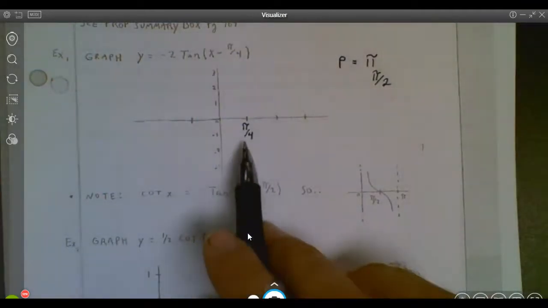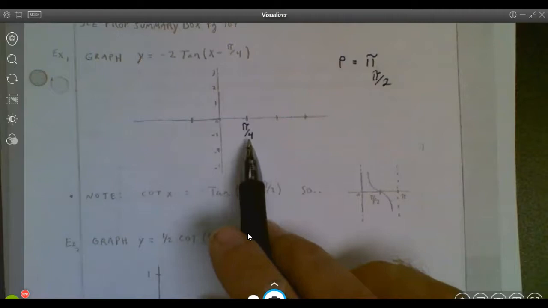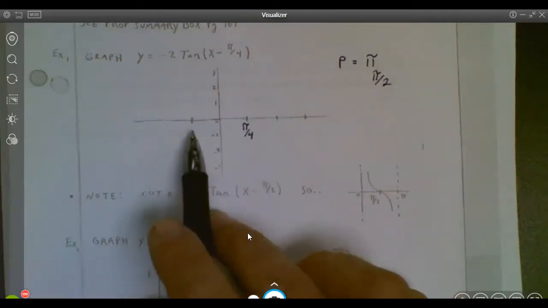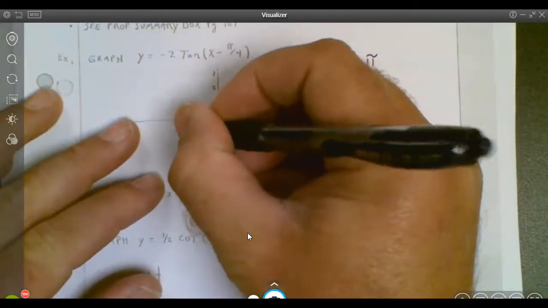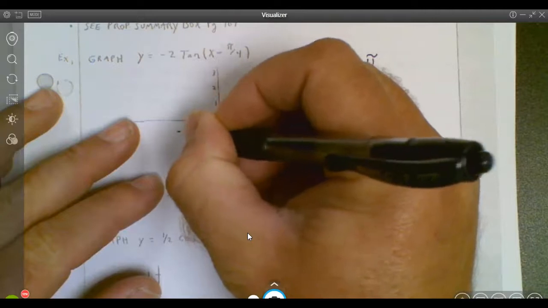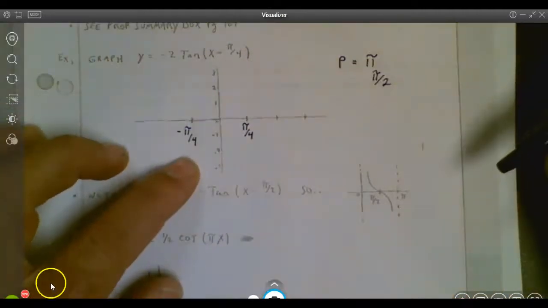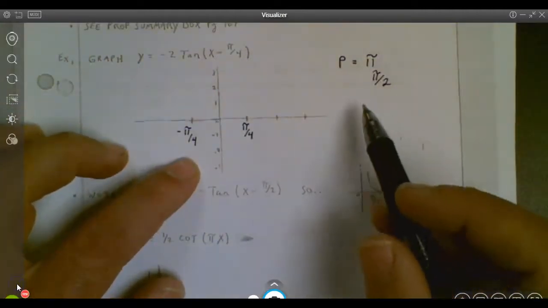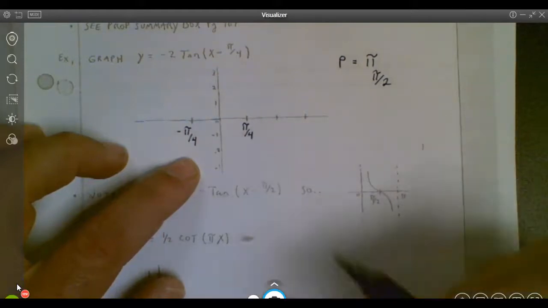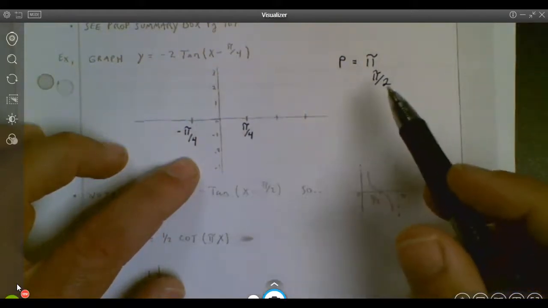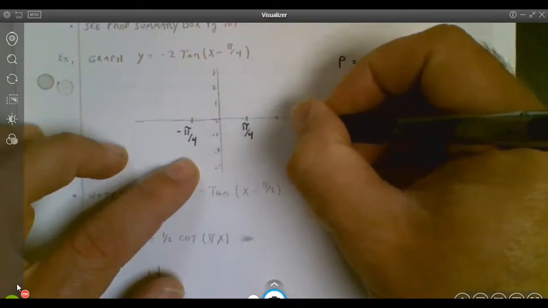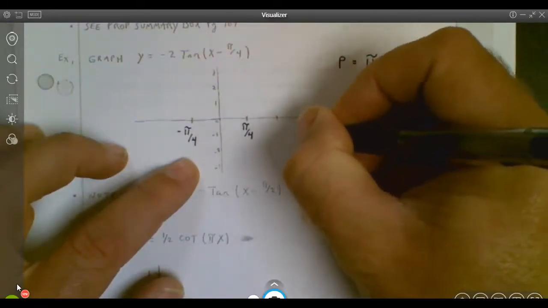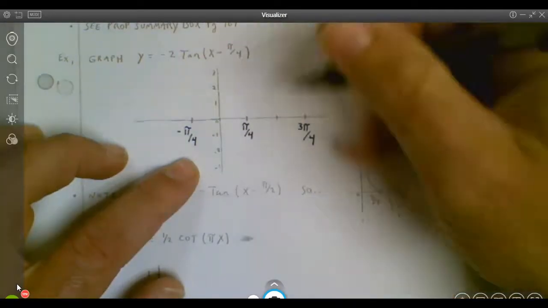So if I subtract pi over 2 from this, what's pi fourths minus pi over 2? It would be negative pi over 4. So there's our vertical asymptote on the left. And if I add pi over 2 to this, so pi fourths plus 2 pi over 4, I get 3 pi over 4. So there's going to be my vertical asymptote on the right.